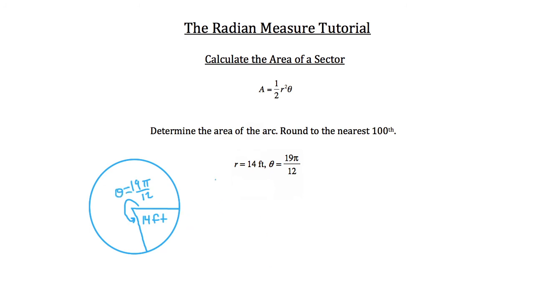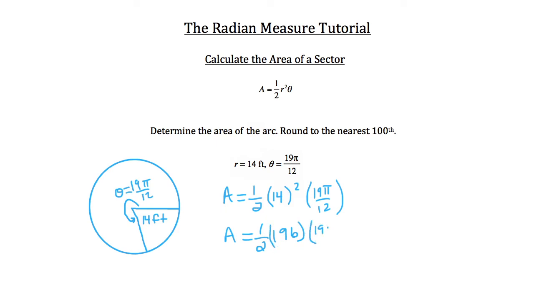Alright, so we'll just use our formula, which is area is equal to 1/2 the radius, which is 14, squared, times theta, which is 19 pi over 12. So we'll continue on our work here. 1/2 of 14 squared, which is 196, times 19 pi over 12. And you can put it directly into your calculator like that. When you do, you get an answer of 2,924.82 square feet.